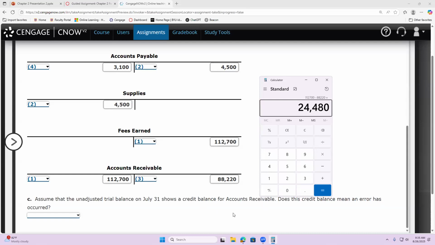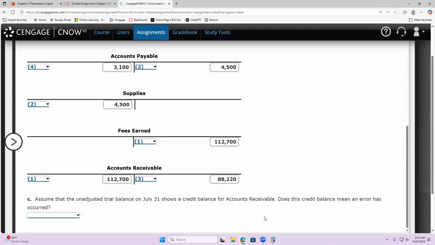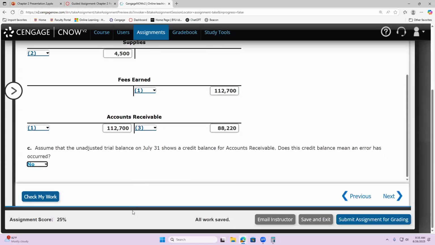Okay. All right. Assume that the unadjusted trial balance on July 31st shows a credit balance for accounts receivable. Does the credit balance mean an error has occurred? This is a tricky question because we haven't learned about trial balances yet. So I'm just going to put no, and we'll learn more about it when we learn about trial balances. So don't think too deeply about it.